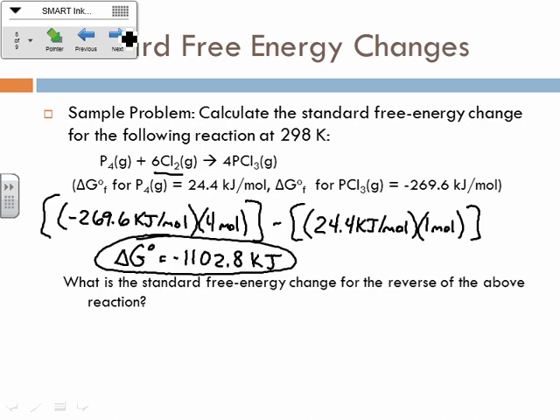So what does that tell us about whether this reaction will happen spontaneously or not at that temperature? Yeah, very spontaneous, right? So again, that sign can tell us something about the spontaneity of the reaction, which is useful. The standard free energy change for the reverse of that reaction would be, any guesses? We can recalculate it, but essentially you just flip everything, and it's going to be positive 1102.8, right?